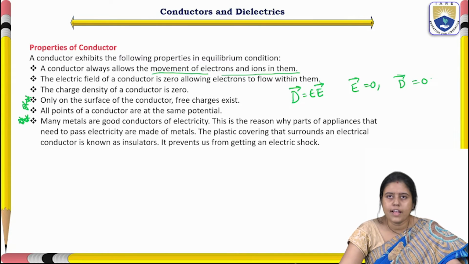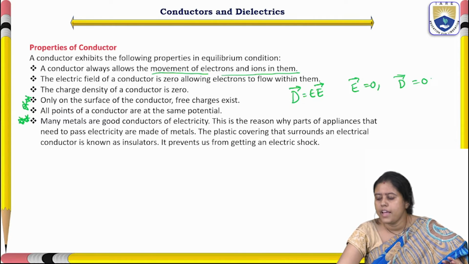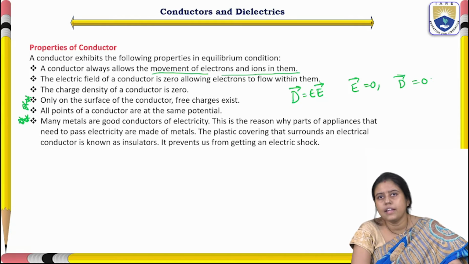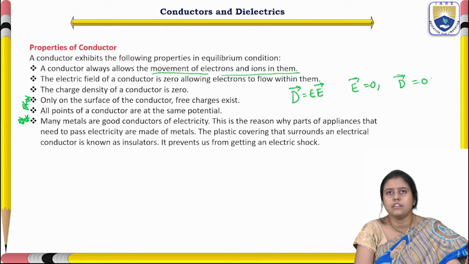Many metals, as I discussed earlier, are good conductors of electricity, like copper, iron, silver. That's why the parts of appliances that need to pass electricity are made of metal. The plastic covering that surrounds an electric conductor, which again is the PVC, is known as the insulator. What is an insulator? An insulator opposes the flow of electrons. So it prevents us from getting an electric shock.